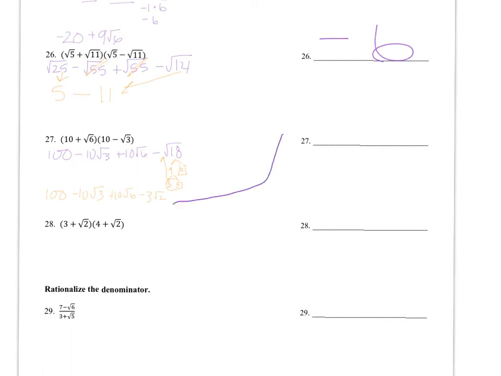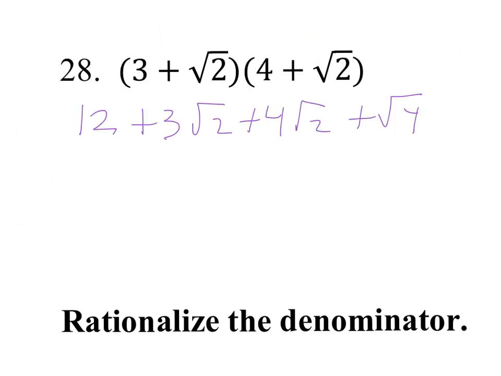Again, because I have those fat fingers, I'm not even going to try to write that on that line. So 100 minus 10 square root 3 plus 10 square root 6 minus 3 square root 2. Next one. First, outside, inside, last. Square root of 4 is the same thing as plus 2, because the square root of 4 is 2, so I'm not going to cancel that out. These two are like terms, giving me 14. 12 plus 2 is 14.